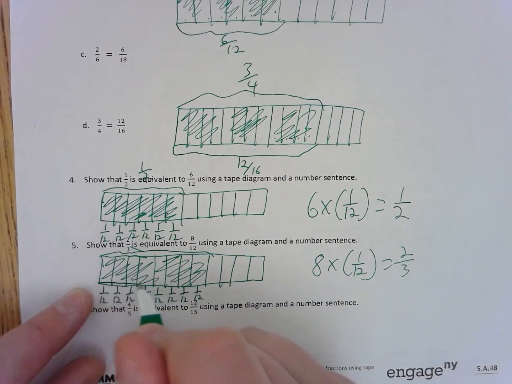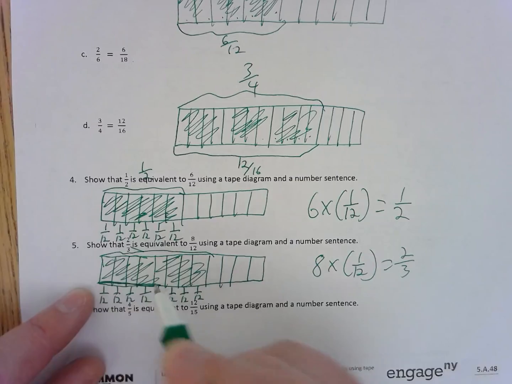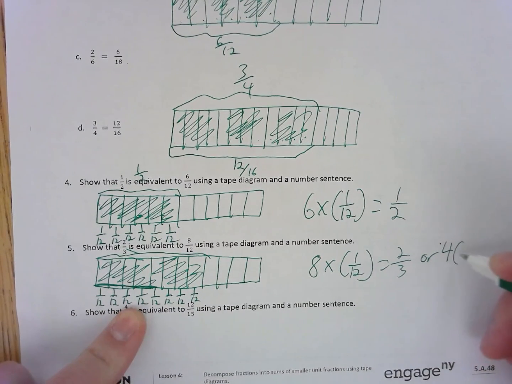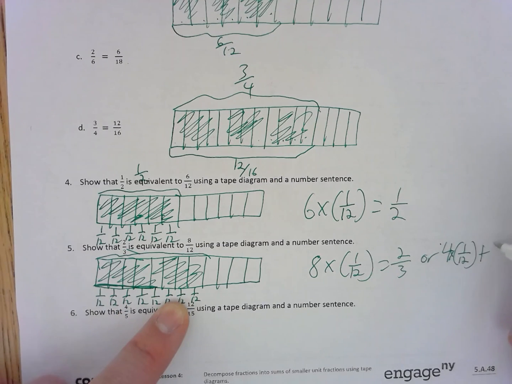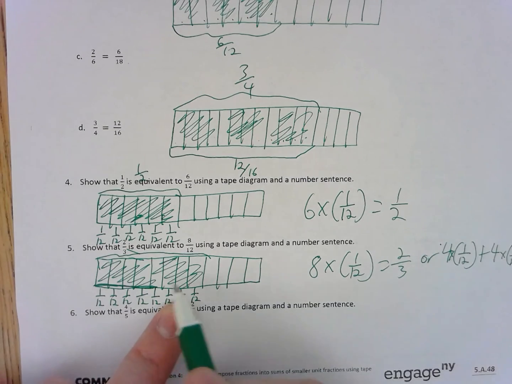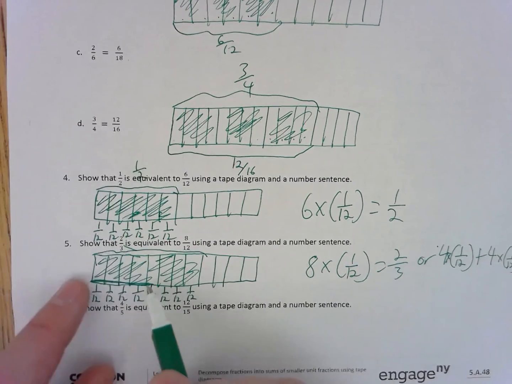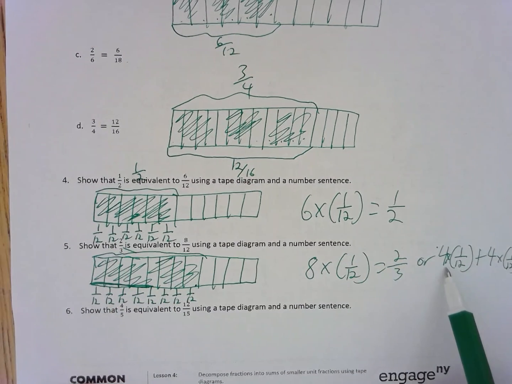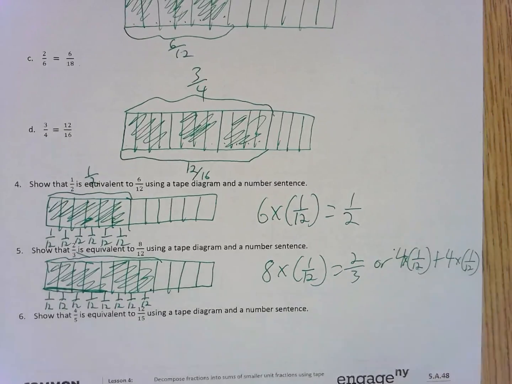Or you could look at it as each singular third. So that would be from here to here where we have 4/12. So you can do 4 times 1/12 plus the second third, which is over here. So we have 4/12 plus 4/12. So that's another way you can do it. So you can do 4 times 1/12 plus 4 times 1/12. And that's your other option.